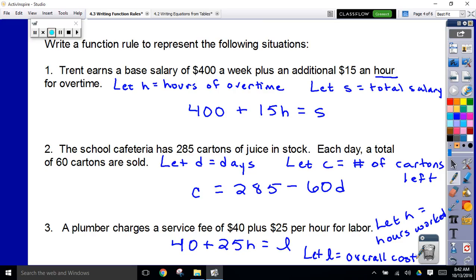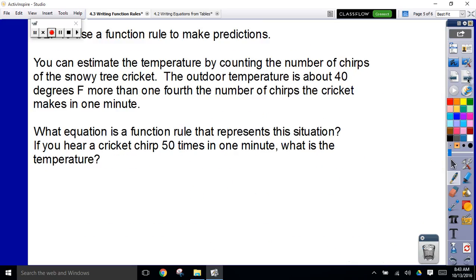Okay, last thing we're going to talk about is using a function rule to make predictions. It says you can estimate the temperature by counting the number of chirps of the snowy tree cricket. The outdoor temperature is about 40 degrees Fahrenheit more than 1/4 the number of chirps the cricket makes in 1 minute. So it asks us what equation is a function rule that represents this situation, and then it also asks if you hear a cricket chirp 50 times in 1 minute, what is the temperature?